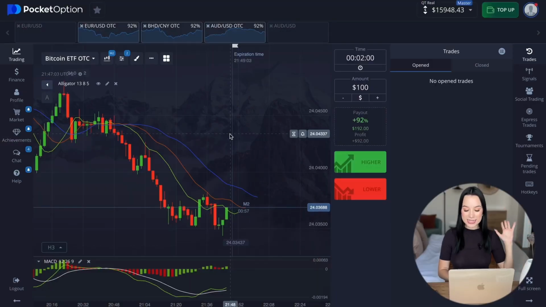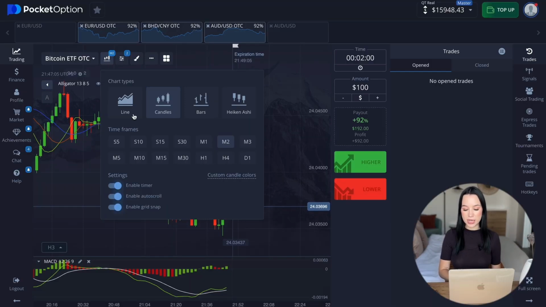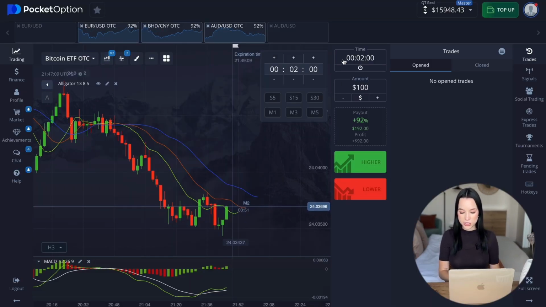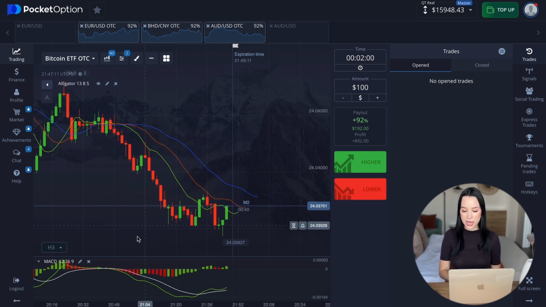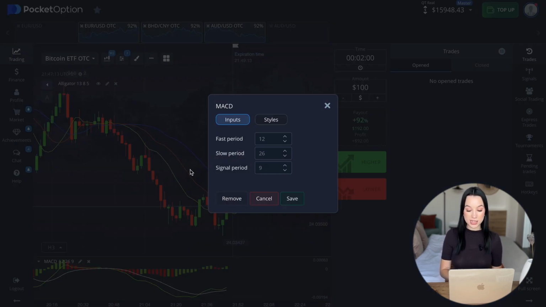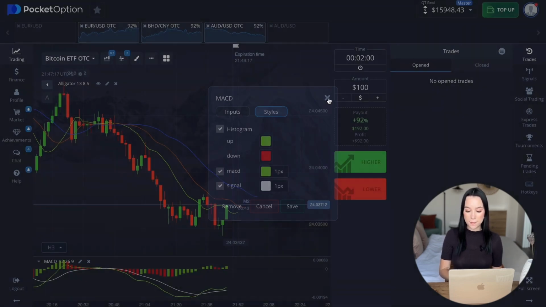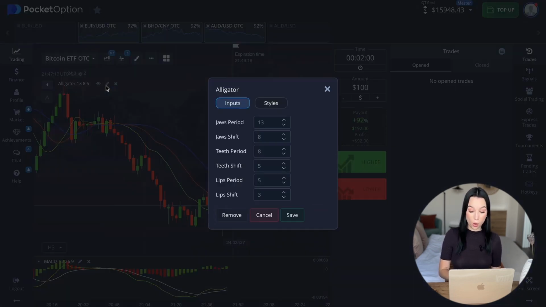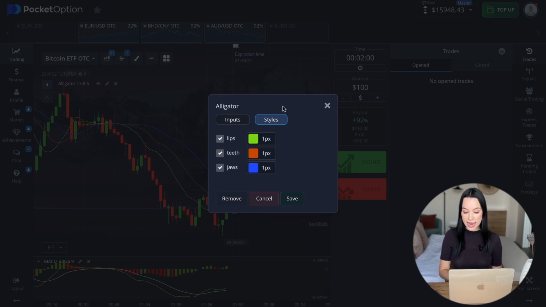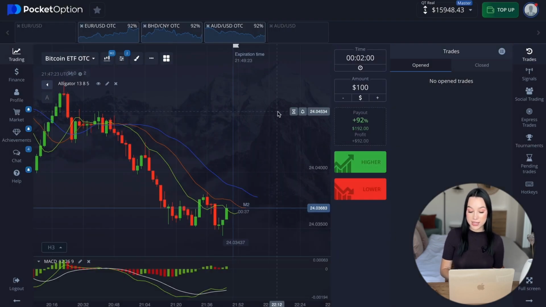So guys, let's get started. Here is Pocket Option. First of all, I will change the settings to candles. Time for trade is 2 minutes as well. And here I choose the MACD indicator because we will open trades, of course, and the alligator indicator as well.